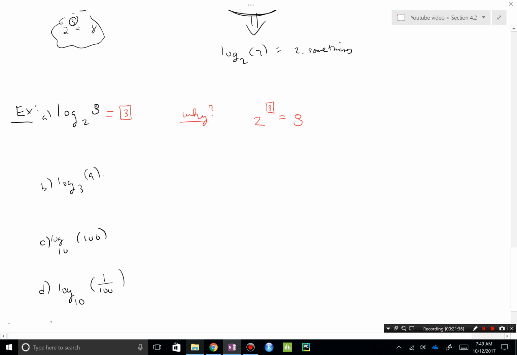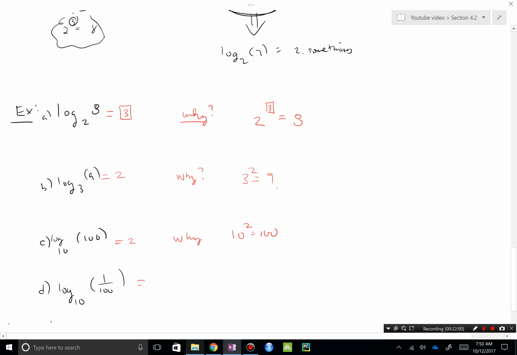How about this one? Then I'm going to start saying it without writing it. 3 to what power is 9? Obviously 2. Here is the justification: 3 to the second power is 9. Done and done. How about this one? 10 to what power is 100? Obviously 2 again. Why? Because 10 squared is 100. It's pretty easy, right? Now here's where it gets fun.